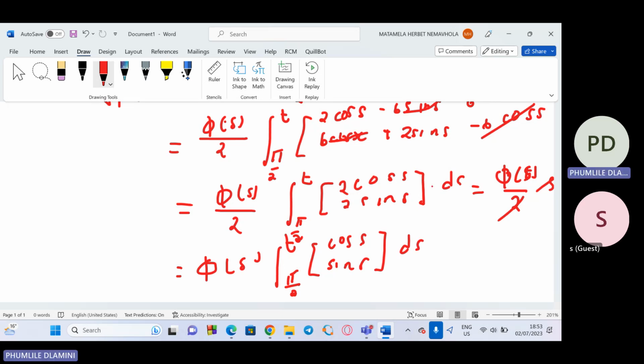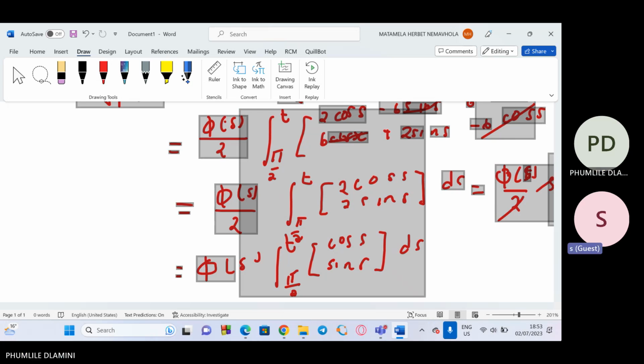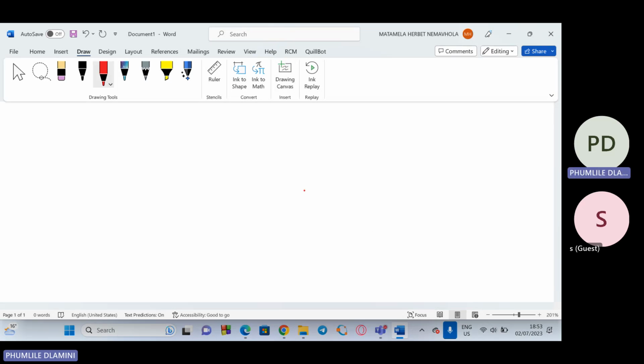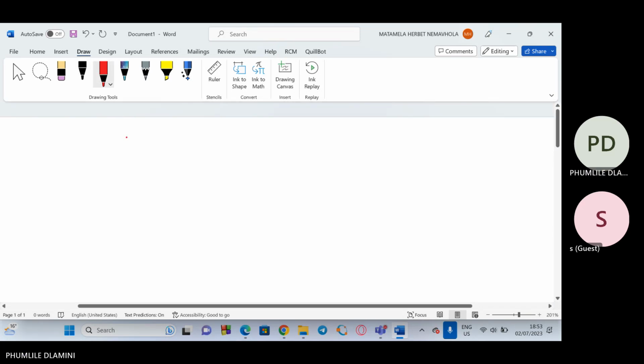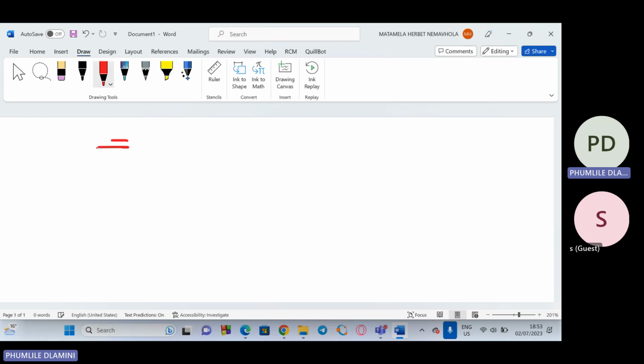So we have reached this point. So when we have reached this point, we are going to integrate now. I'm going to cancel. Can I cancel here? Yes. All right. I'm going to integrate now. In this one, I'm just going to rewrite it. We have q of s. Our answer was equal to, remember here we are finding x of p. This is x. Here we are still working on x of p of t. We found that it is q of s integral of pi over 2 to t of cos s and sine s ds.